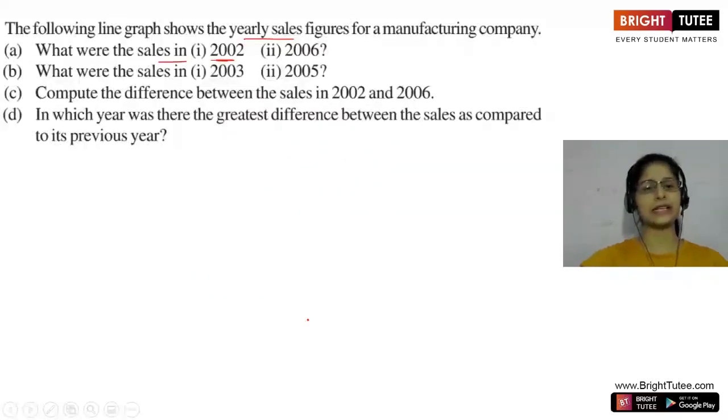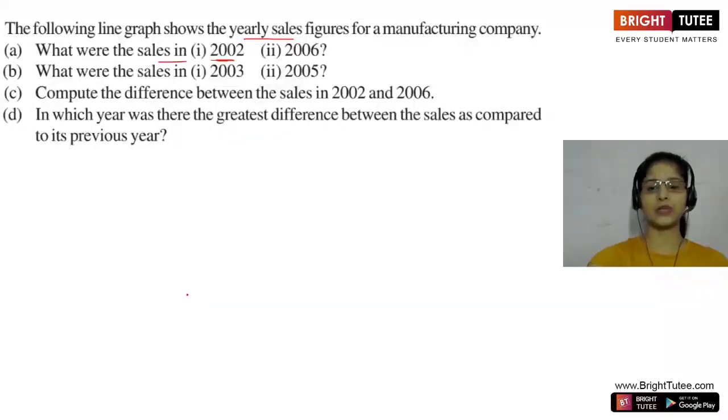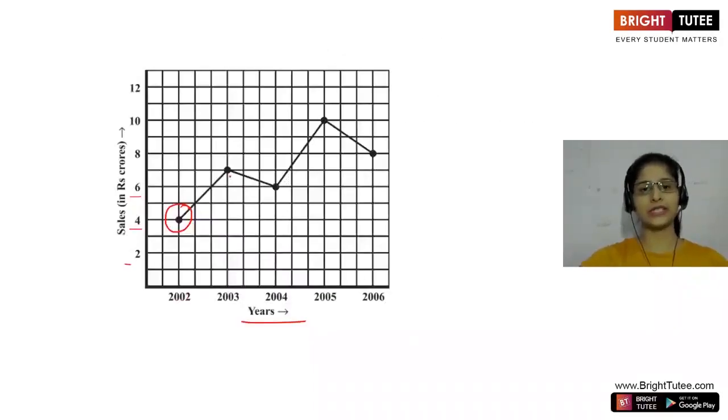The first question asks us what were the sales in 2002 and 2006. In 2002, if we see, what is the sales? 4 crores. And the second part is 2006. In 2006 we see it is how much? It is 8 crores. In 2002 4 crores, and 2006 it is 8 crores.